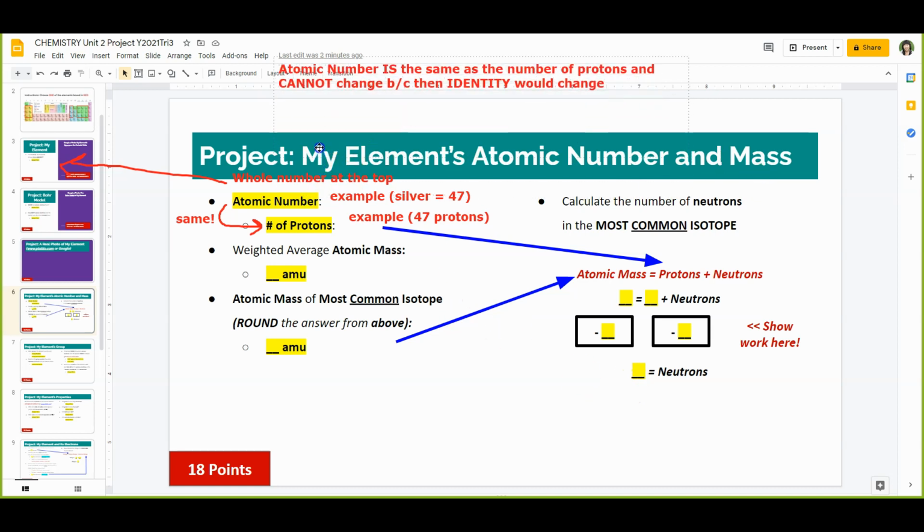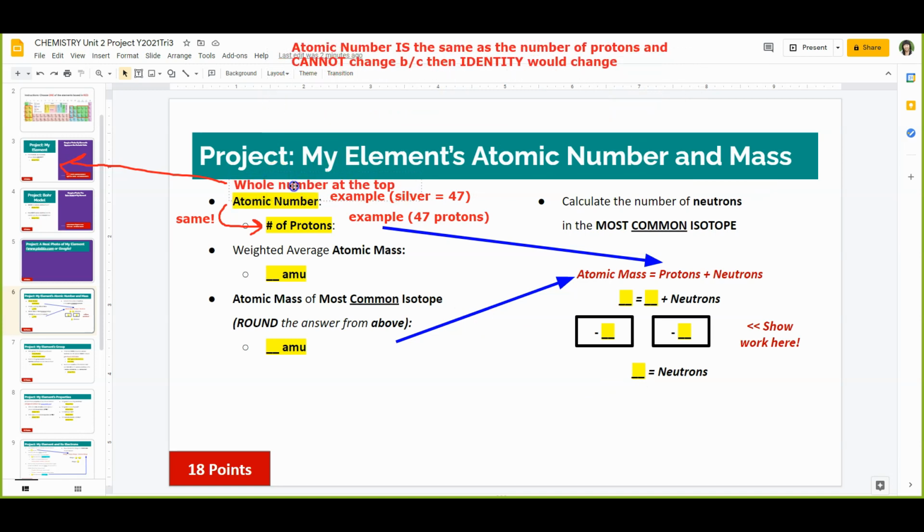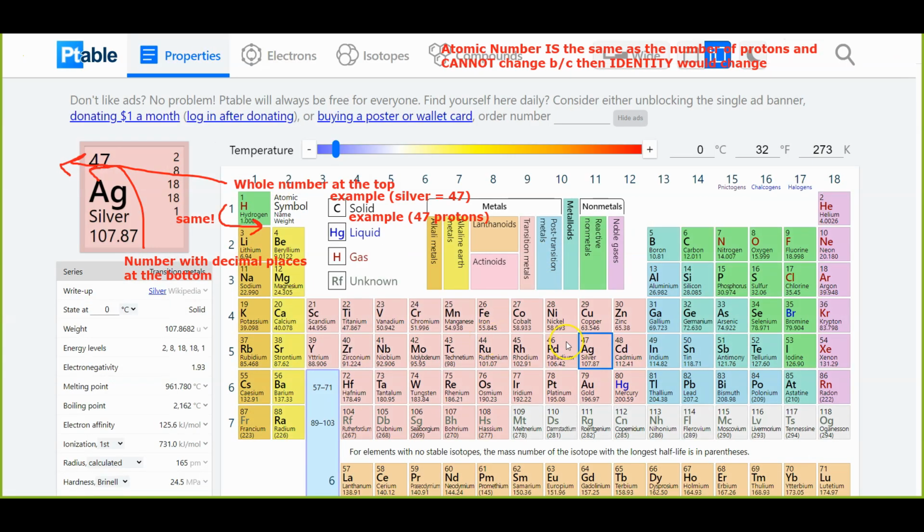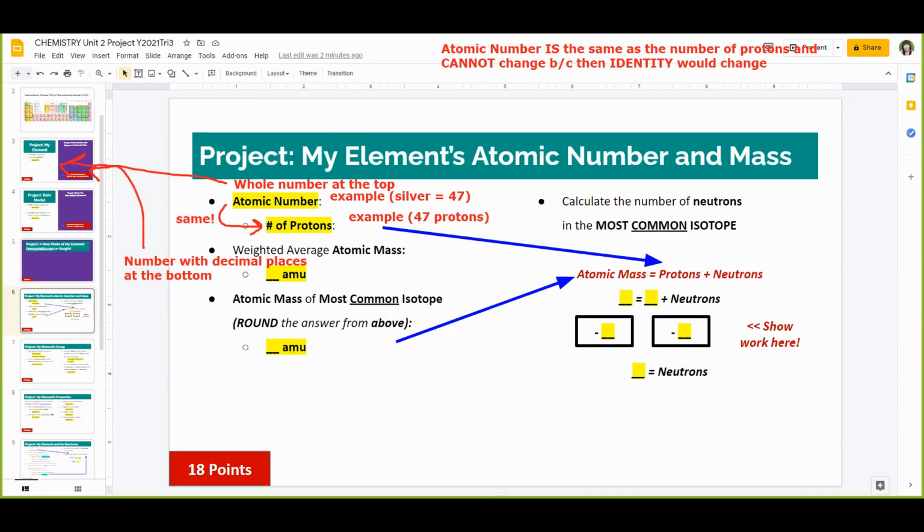Okay, let's go ahead and take a look here. The weighted average atomic mass, that's the number at the bottom. This is the number with decimal places at the bottom of your square. And same thing, you should have been able to find this from your slide number 3 picture. So for example, taking a look at silver again, you can see the number at the bottom is 107.87.